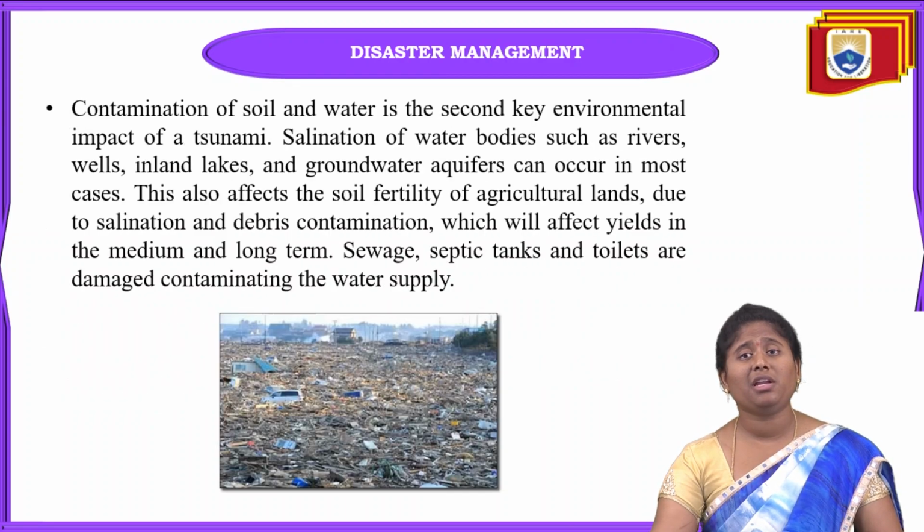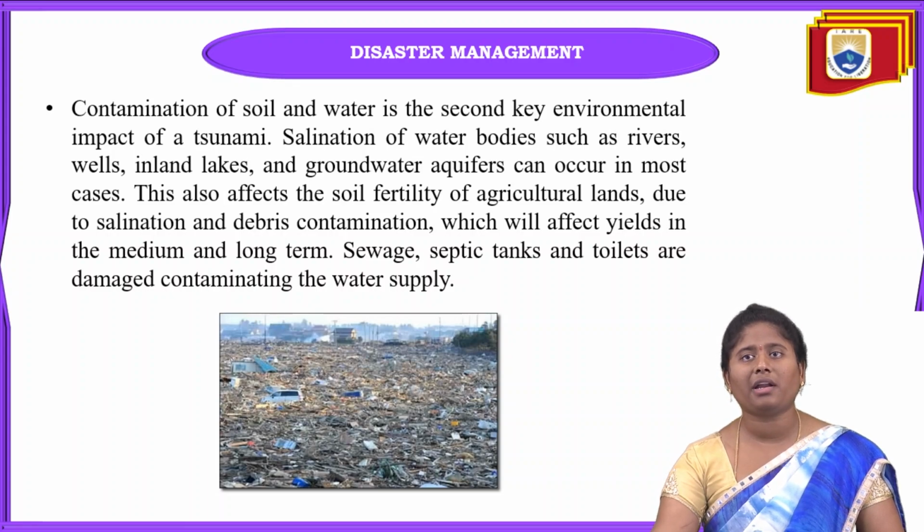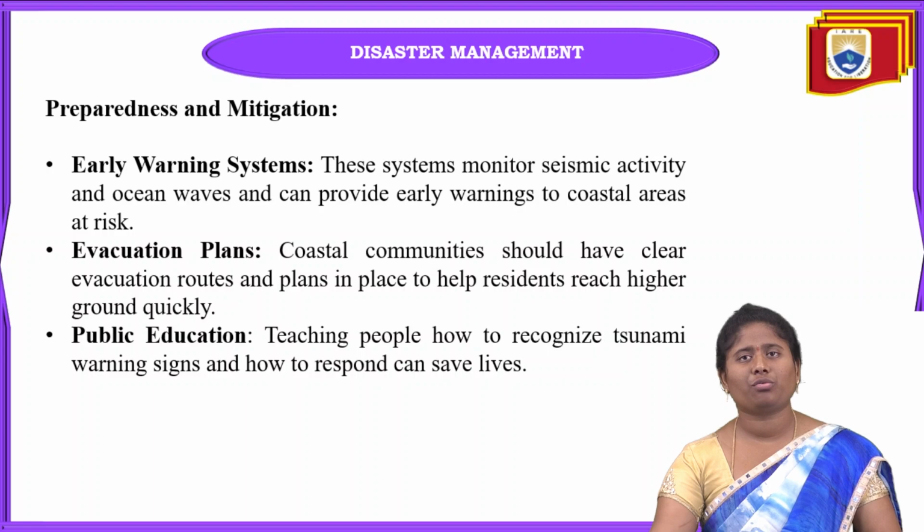And the main key point of tsunamis is contamination of the soil. Due to this contamination, there will be so much water pollution in the ocean also. And the next one is preparedness and mitigation. In this, the first thing we have to give is an early warning system. We have to give it to the people who are living near the coastal areas.